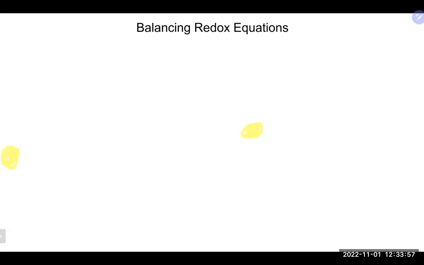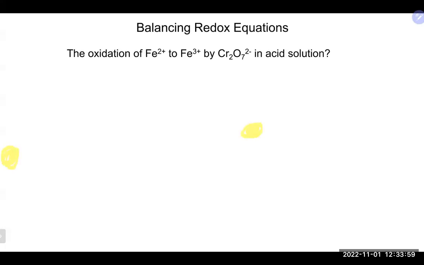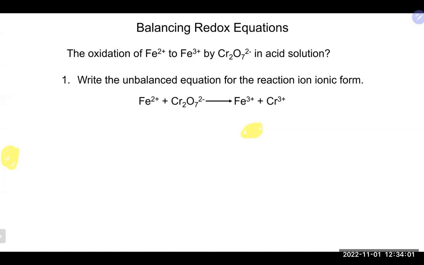And we're going to go through it again just to make sure everybody here is on the same page and knows how to do these. So let's say we wanted to balance this solution here in acidic conditions to start with. There are several steps that we take to help us balance this out.